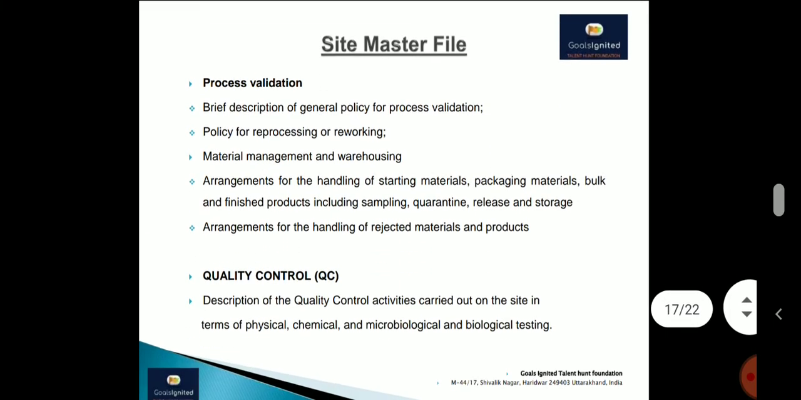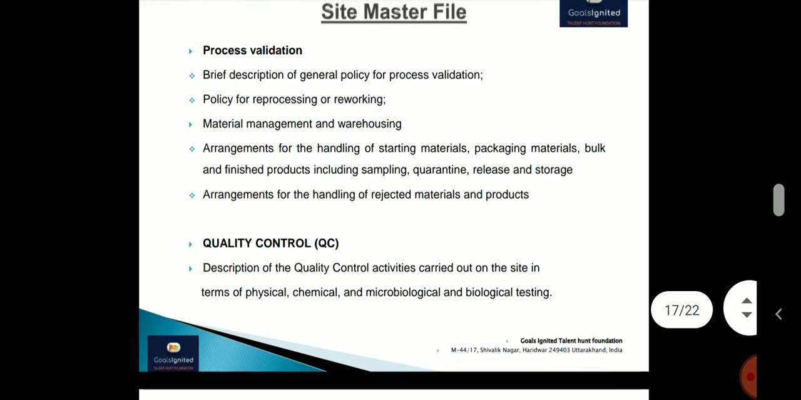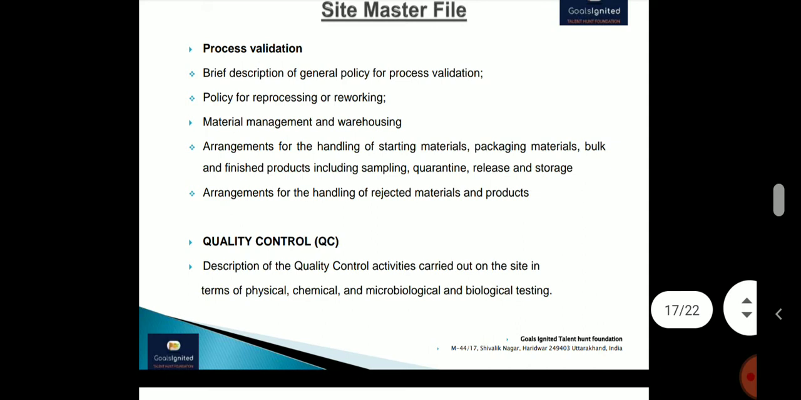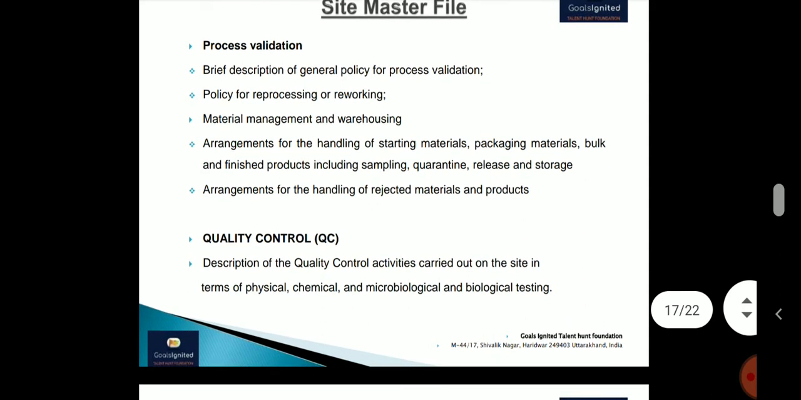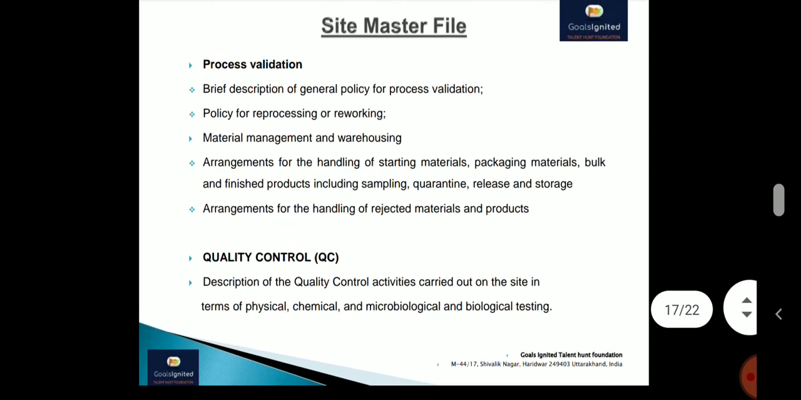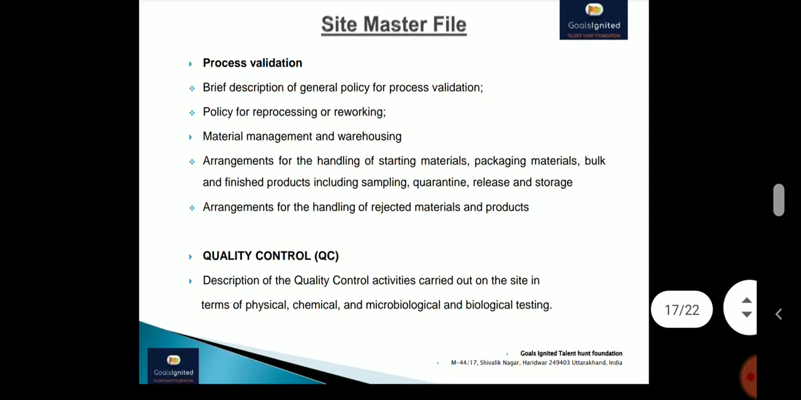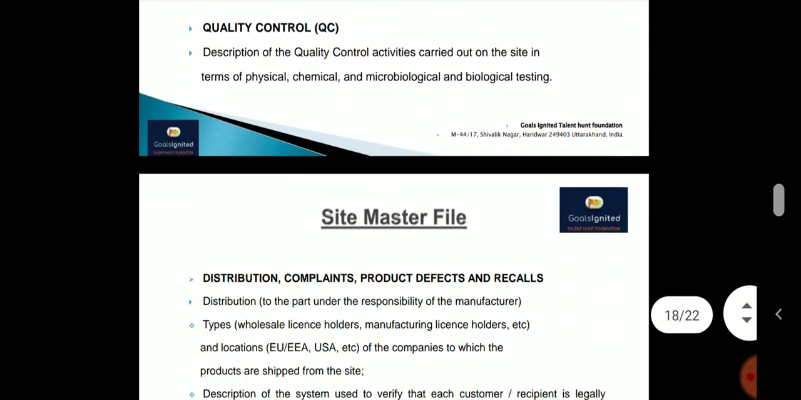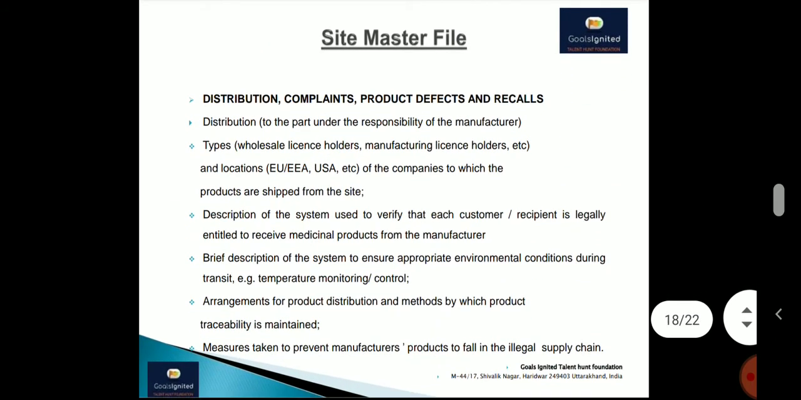Then we come to the process validation. What is the basic approach for the process validation? You need to mention the policy about reprocessing and reworking, material management, and warehousing and everything. You have to mention that there. Then the quality control, a brief description about the QC you are required to mention there. Then the distribution, complaints and product recalls.